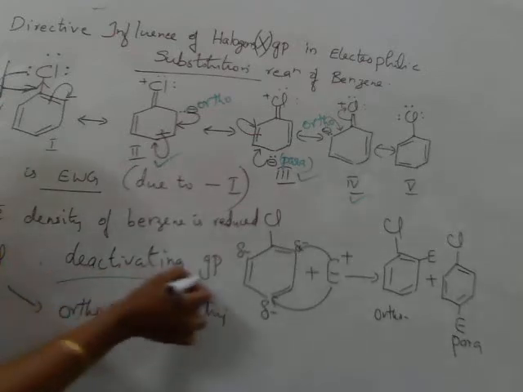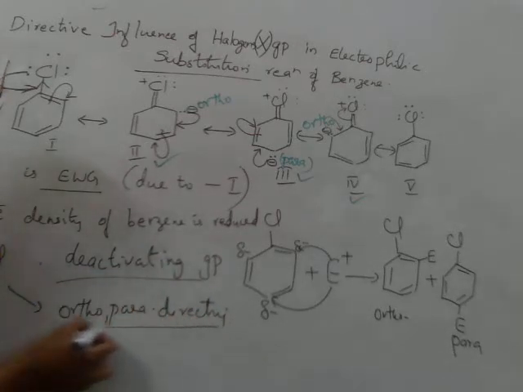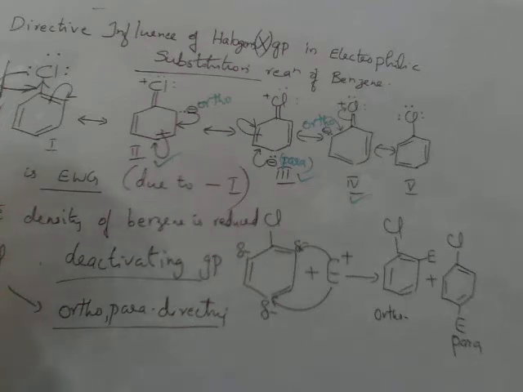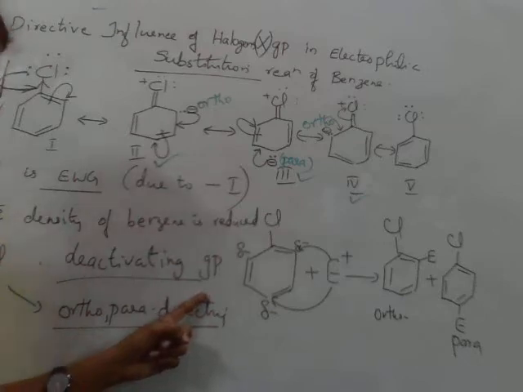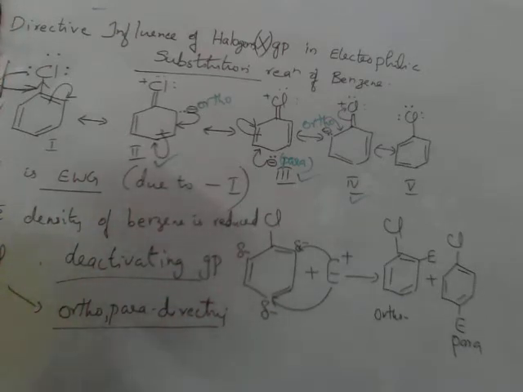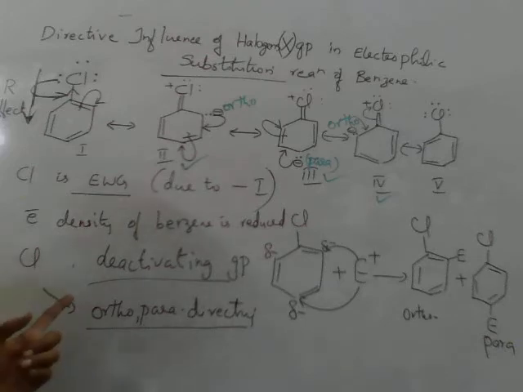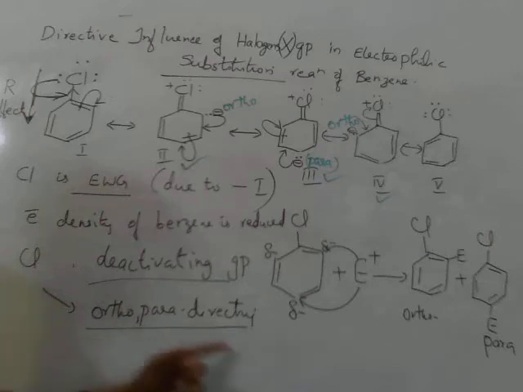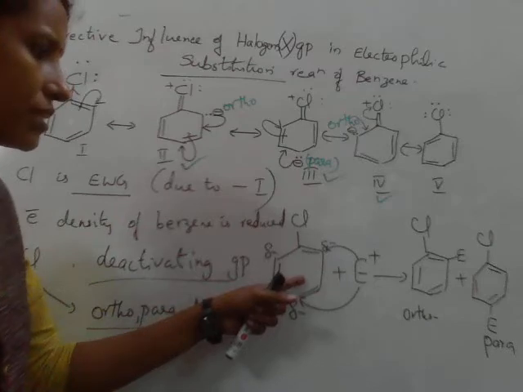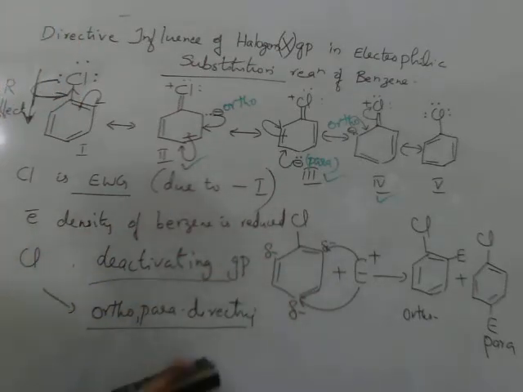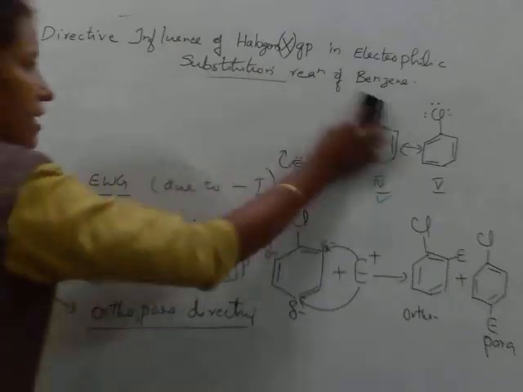Chlorine is a ring deactivating group, but at the same time it is ortho para directing. Generally, deactivating groups are all meta-directing, like the nitro group. Nitro group is meta-directing. But chlorine is an exception. Chlorine or any halogens, they are deactivating groups, but they are ortho-para-directing. Because when the chlorine atom is attached to benzene, ortho and para positions are more electron rich due to resonance.